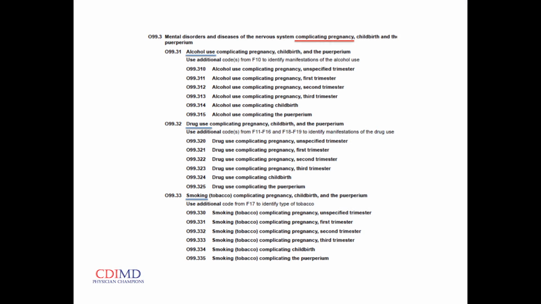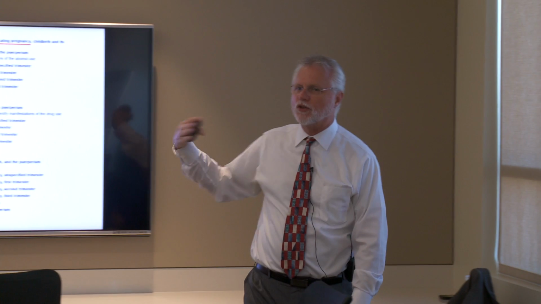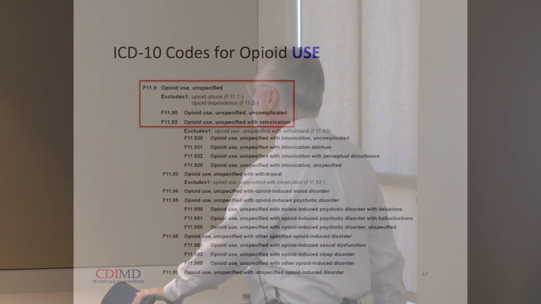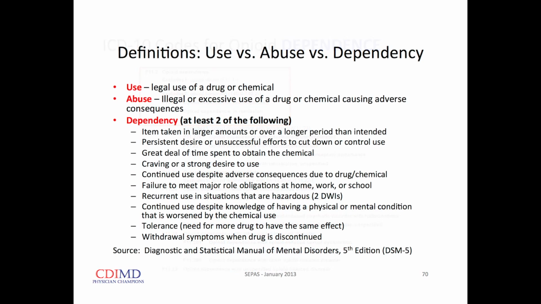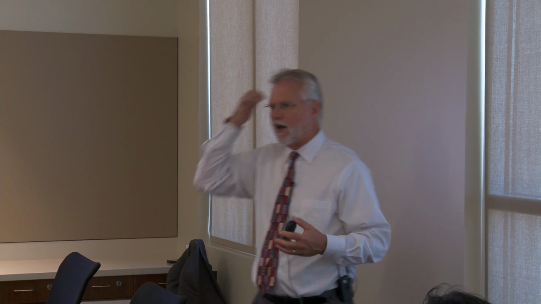Other complicating issues, alcohol use, drug use, smoking, and so we get credit for these if they have this. If they have withdrawal symptoms from any of those, we get increased relative weight for that as well. For opiate use, abuse, dependence. So we're being asked to describe a few more of the trees to justify calling it a forest.